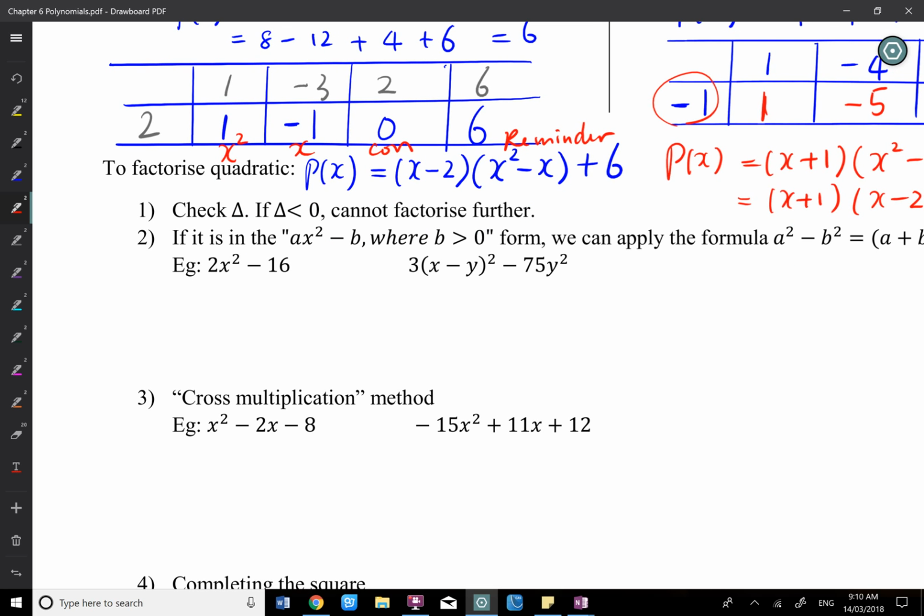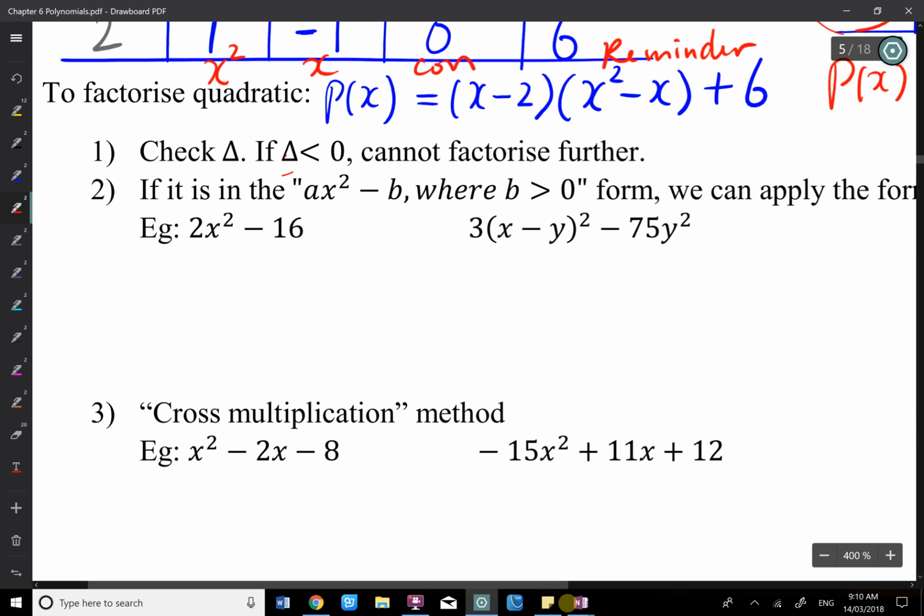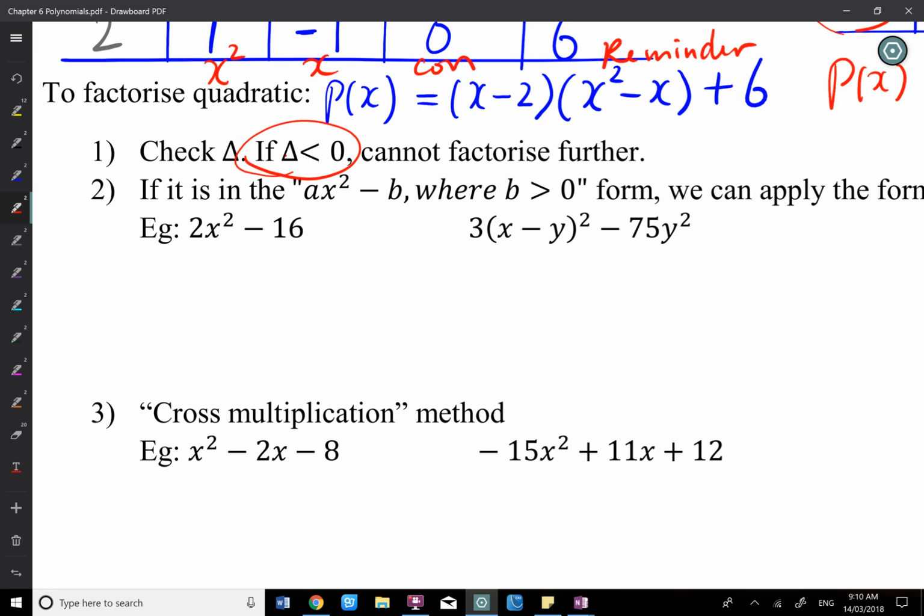Some quadratics cannot be factorized. How we test it is we check the discriminant. If the discriminant is less than 0, then we decide this quadratic cannot be factorized. So don't try all the methods and then find, oh, I can't factorize it. Try the discriminant earlier, okay? Then say, oh, I can factorize or I can't factorize. Make the decision first and then try the method.